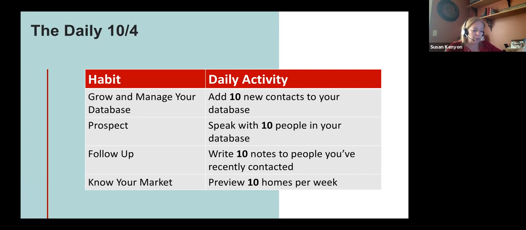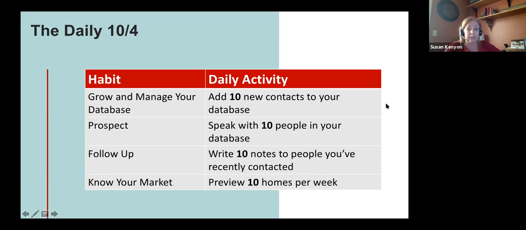Get out of your comfort zone. If it feels uncomfortable when you start getting the 10 new contacts, then you're doing something right. It will reward you when all of this work comes back to you. And trust me, if you do the work, it will happen. It will happen. Does anyone have any questions on that daily activity?